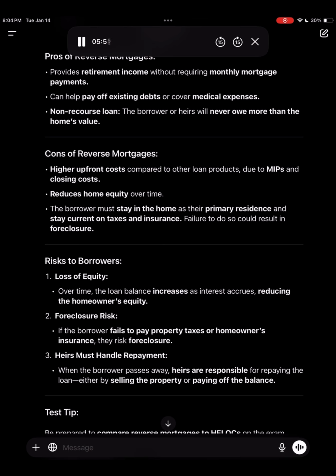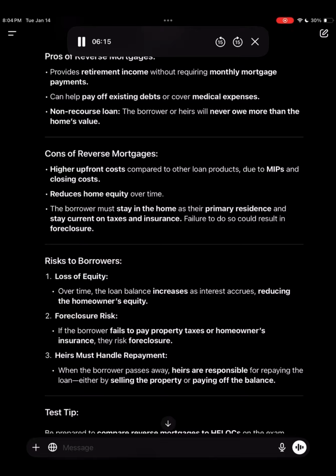Cons of reverse mortgages: higher upfront costs compared to other loan products due to MIPS and closing costs. Reduces home equity over time. The borrower must stay in the home as their primary residence and stay current on taxes and insurance. Failure to do so could result in foreclosure.